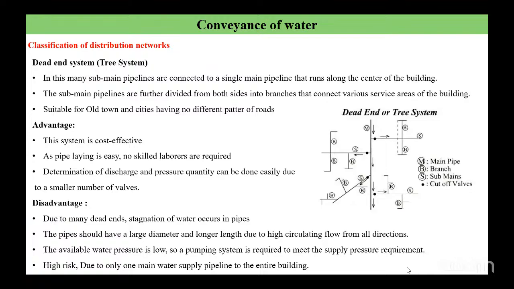So, classification of distribution networks. There are different types of distribution networks, like dead end, ring system and all. If we look into the depth of each system, we will understand how the water is being supplied to several consumers. So the first one is the dead end system, which is also called the tree system. This system is mainly suitable for old towns and cities having no proper pattern of roads.